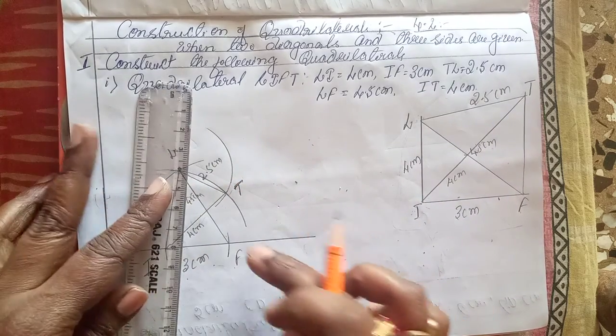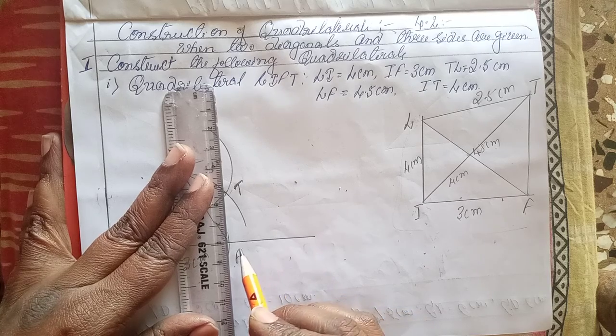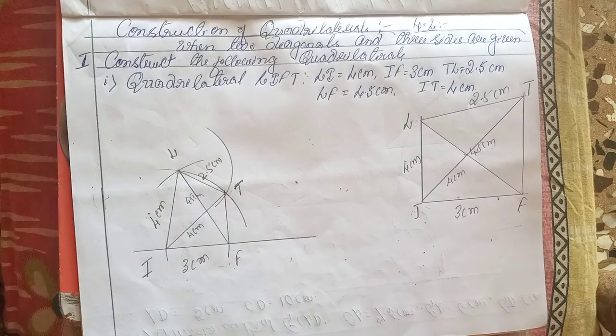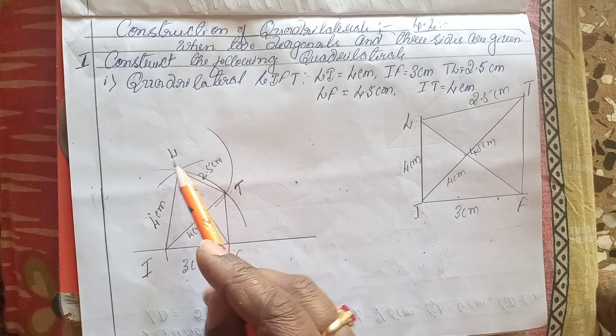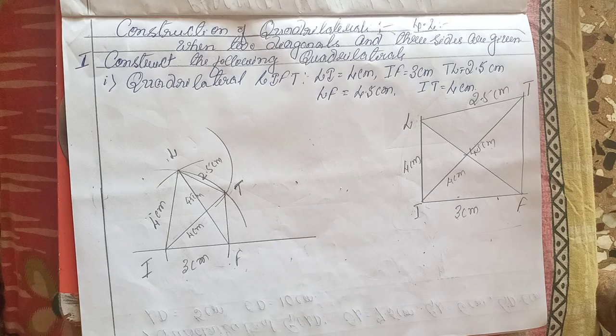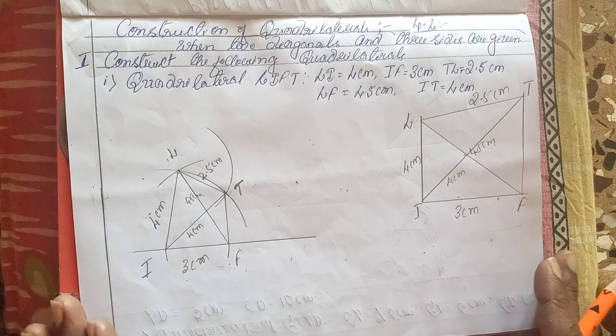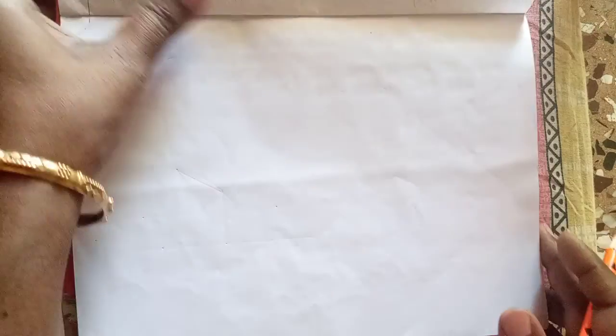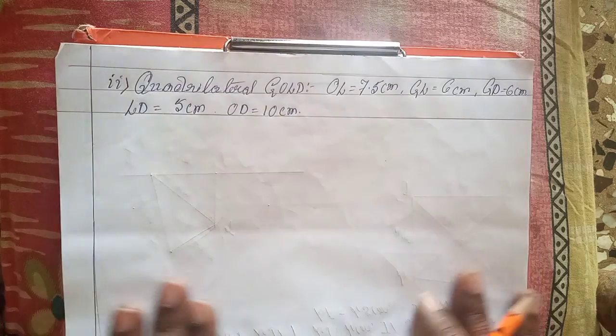Now join FT, just like this. Yes, this is the quadrilateral that we required, LIFT. In this way we constructed the quadrilateral. Yes, let us move on to the next problem, the second problem.